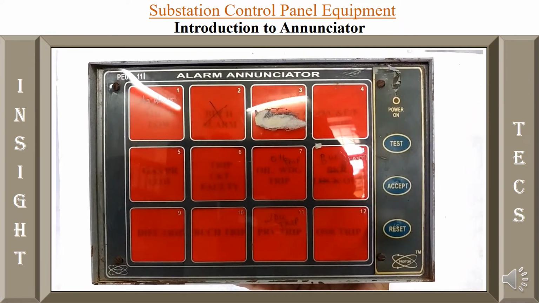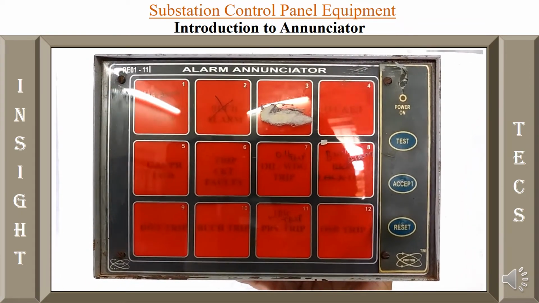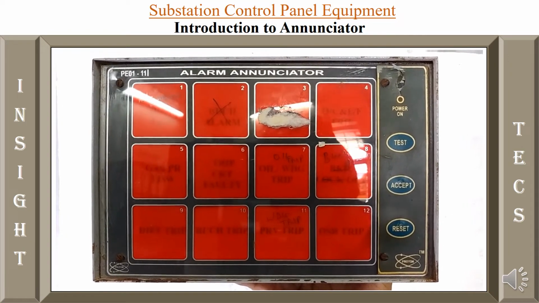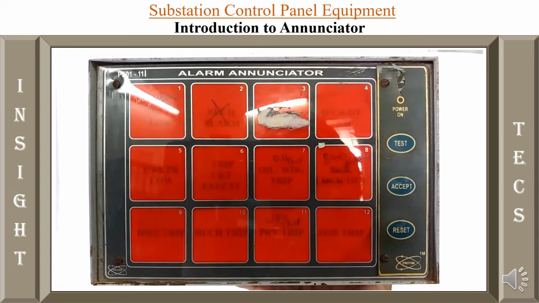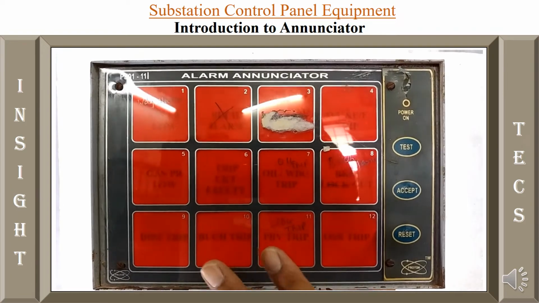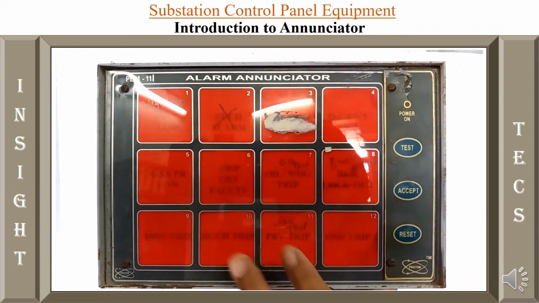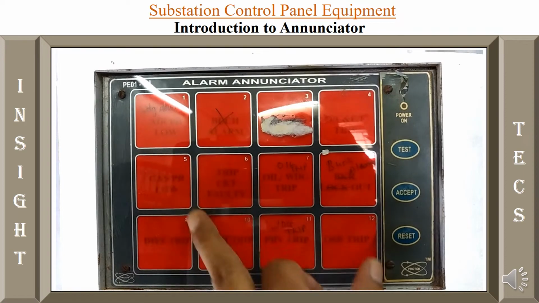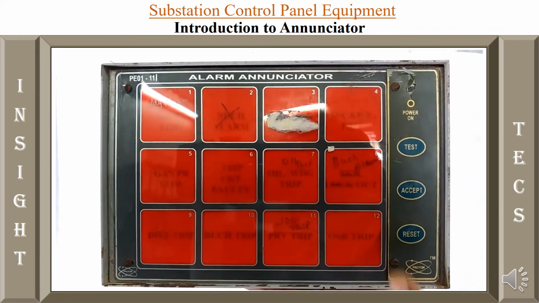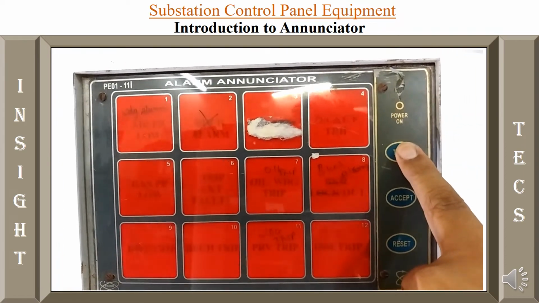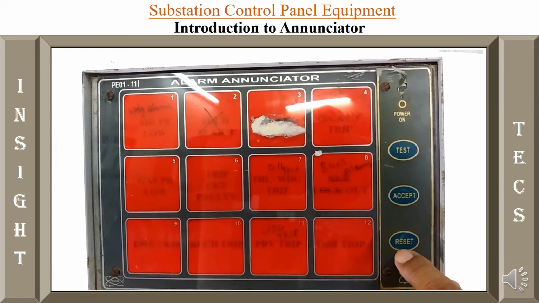As shown over here is the actual annunciator that is used in a control panel inside the control room. This is used to indicate the type of fault on the line, or on the transformer, or on the equipment which the panel is protecting. Okay, there are 12 windows. There is a test button, an accept button and a reset button.